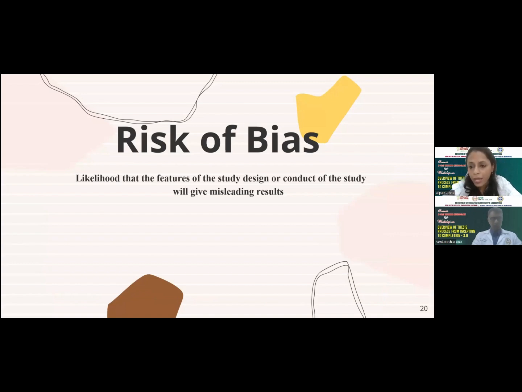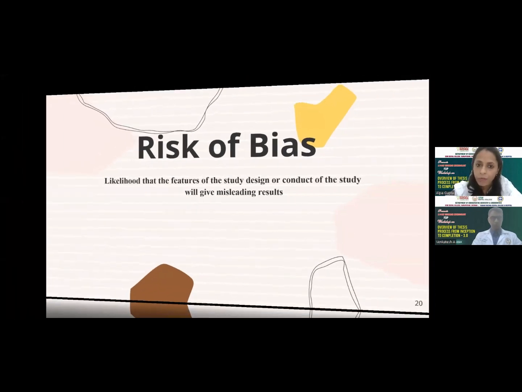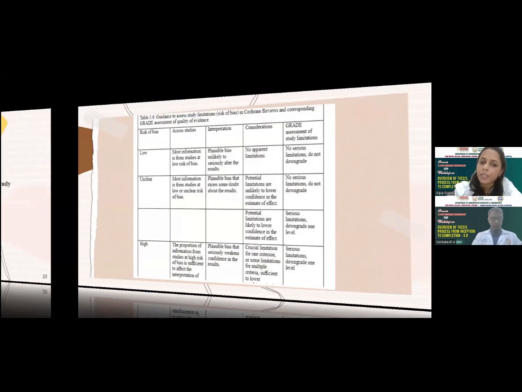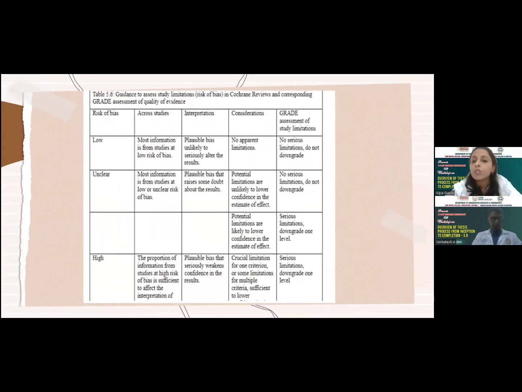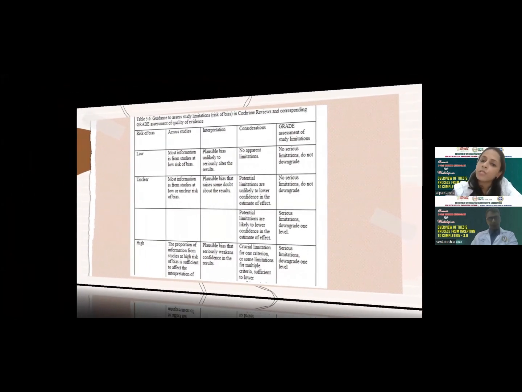Next is your risk of bias. I think this term was used in the lecture on meta-analysis or systematic review. What do we mean by risk of bias? Risk of bias is the likelihood that a feature of the study design or the conduct of the study will give misleading results. There are various types of risk of bias: selection, attrition, detection, performance, and reporting bias. So studies which have low risk of bias with no serious limitations will definitely have a higher quality of evidence as compared to studies which have a high risk of bias with serious limitations.